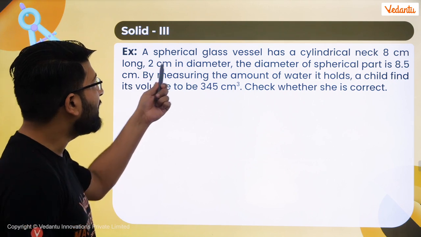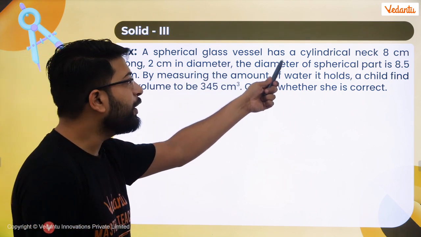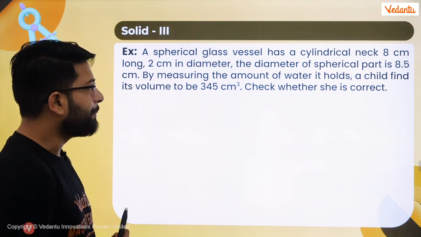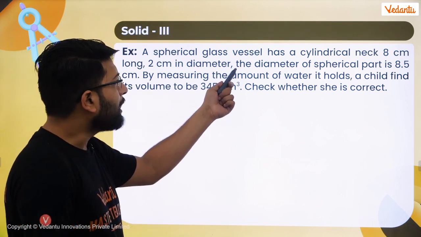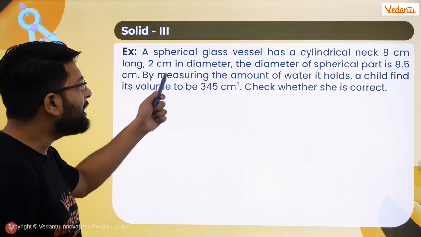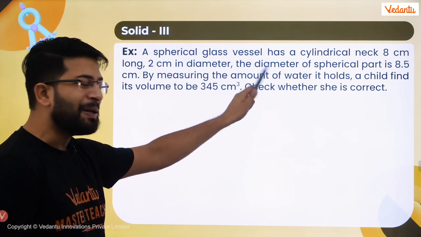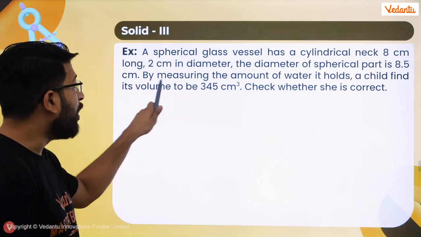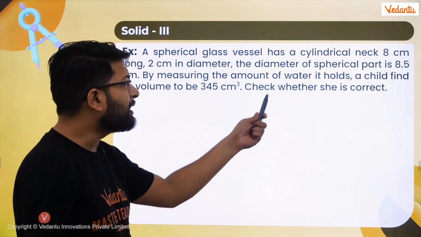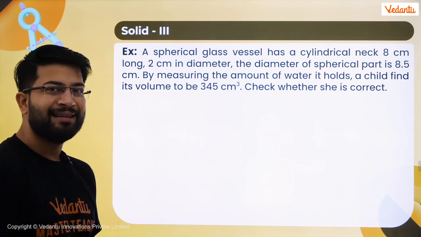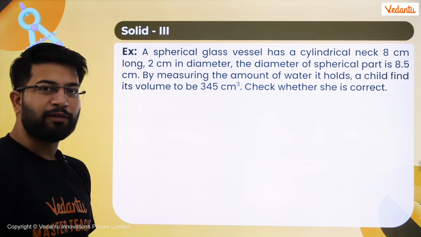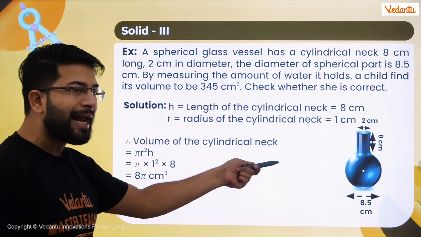Now let's see one more. In this one, a spherical glass vessel has a cylindrical neck 8 centimeter long, 2 centimeter in diameter. Okay? Now, the dia of the spherical part is given to us. While measuring the amount of water it holds, a child finds its volume is 345 centimeter cube. And we have to find out whether she is right or not. So now, champ, indirectly they're asking us to find out the volume of the vessel. The vessel will be looking like this.